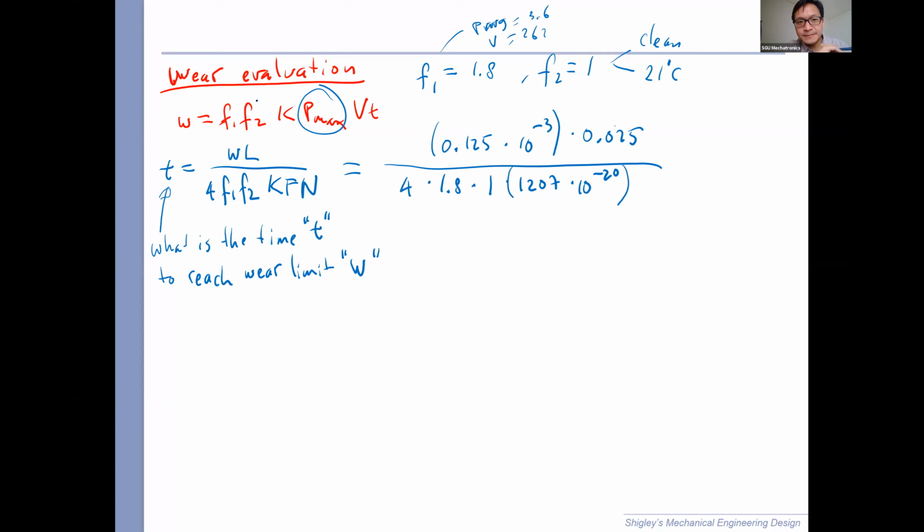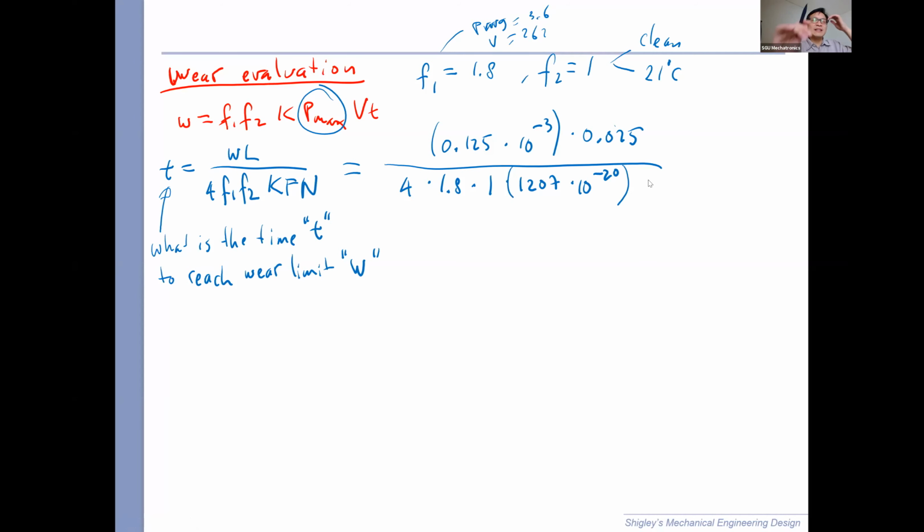Kenapa? Yang sekarang masalah wear coefficient kan masuk akal ya Pak, kalau dia di bawah. Betul. Go ahead with your explanation. Karena kalau dia wear coefficient kecil kan berarti dia lebih susah kegerus kan Pak. Otomatis waktu penggunaannya bisa lebih lama Pak.